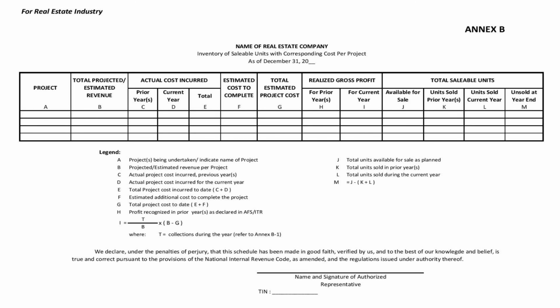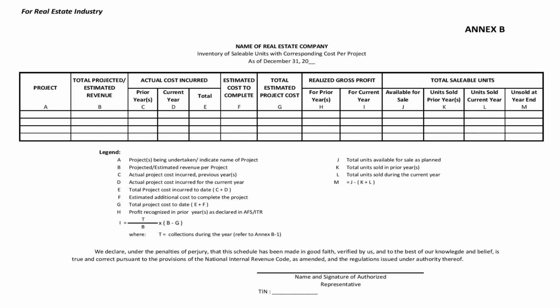Ano itong sold at year end? Ito na yung inventory na i-report mo 15 days after the close of your taxable period, no? So, letter A is project being undertaken, indicate name of project. So, that's letter A. Letter B, projected estimated revenue per project. And letter C, actual project cost incurred previous years, no? And then we have actual project cost incurred for the current year. Total project cost incurred to date, C plus D. And then we have estimated additional cost to complete the project.